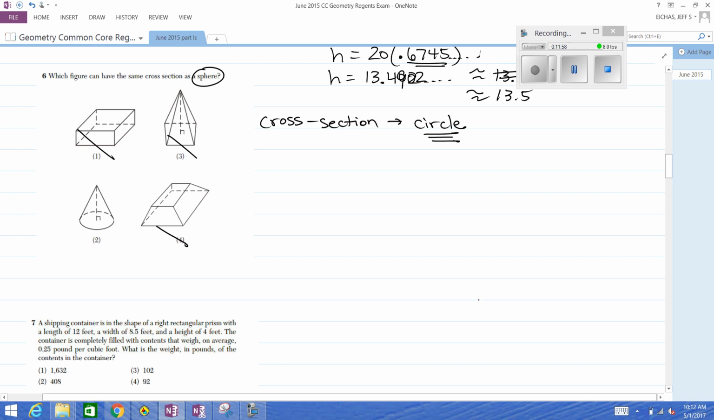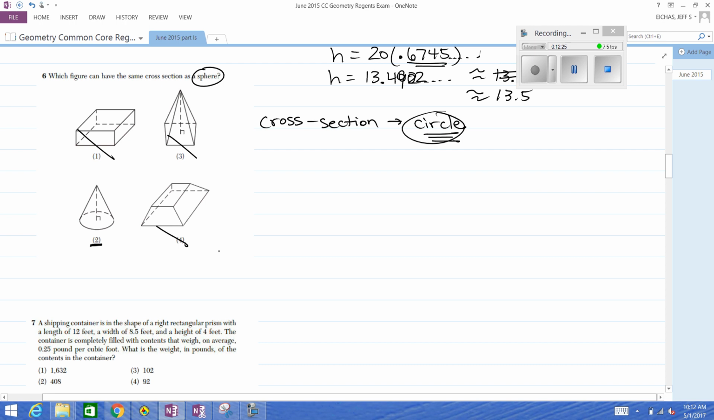When you take a polygon and slice it, you're going to potentially get trapezoids, triangles, rectangles in some cases, squares, parallelograms even. There's all sorts of different things you could get. But without some kind of curved surface, there's no way to get a curved surface, such as a circle has. So the only one that's got any chance is choice 2.